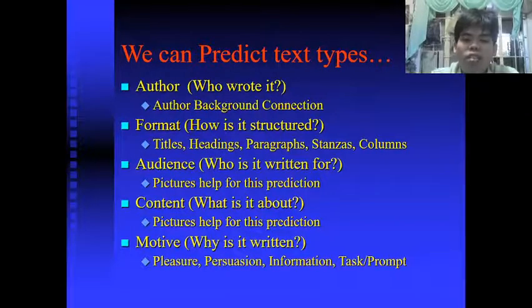So we can actually predict what kind of text type a literary piece is by how? By knowing the author, how the text is written, the format, who it is for. Is it a story or is it an essay? It depends. Who is it for? What is the content all about? Is it for kids or is it for politicians? And the motive. So why was it written?